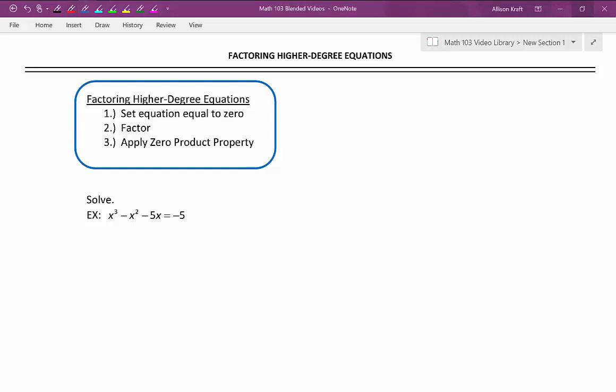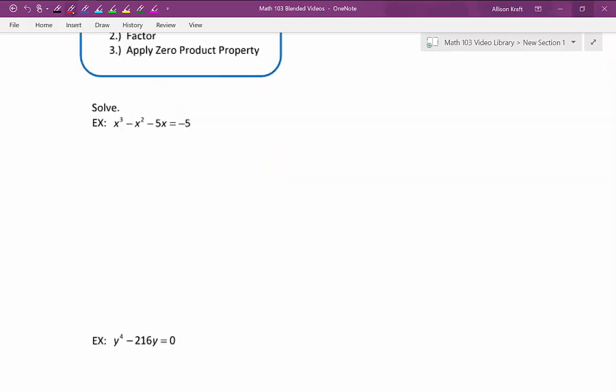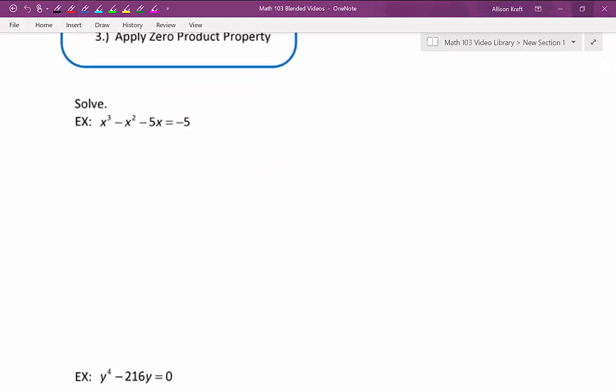So let's solve x to the third minus x squared minus 5x equals negative 5. The first thing we want to do is set this equal to 0. So I'll add 5 to both sides. x to the third minus x squared minus 5x plus 5 equals 0. Now we want to factor using a known factoring technique.